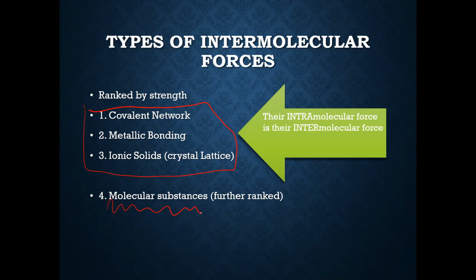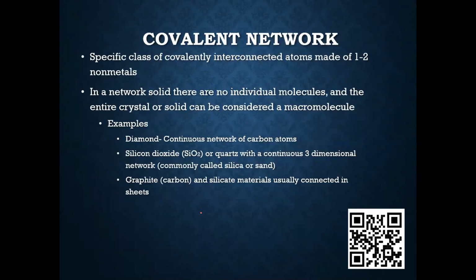Going along with that, then, we're going to look at the first and strongest of the four, which is covalent network. Now, covalent network is, as it sounds, a network of covalent bonds. So while it is an intermolecular force, it's essentially just a repeating pattern of covalent bonds in an intramolecular fashion.